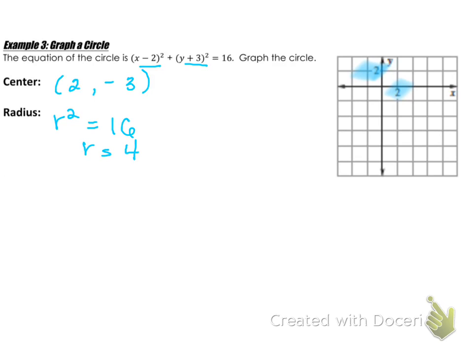So I start by plotting my center, but make sure you notice on the graph, I have a scale factor of 2 for each line rather than 1, so just keep that in mind when you're graphing. So my center is at (2, -3), and then I'm just going to use my radius length of 4, and I'm going to count 4 up from the center, down, right, and left, and put a point at all of those. So there's my point left, up, right, and down, and then connect those, and there's your circle.